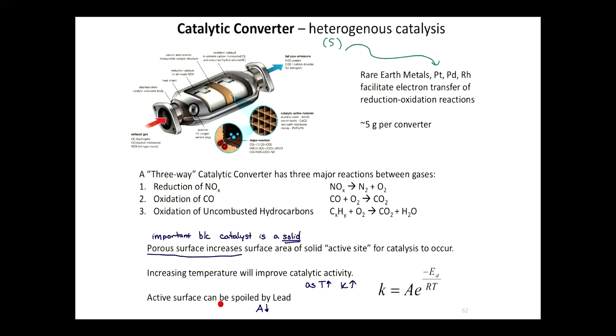The active surface can be spoiled by lead. If you go to the gas station and buy regular gasoline, they call it unleaded gasoline, because prior to the forming of the EPA, they used to put lead into gasoline, and that lead actually spoils that catalytic surface. If you do get lead into your catalytic converter, it essentially renders your catalyst useless. All right, so those are catalytic converters.